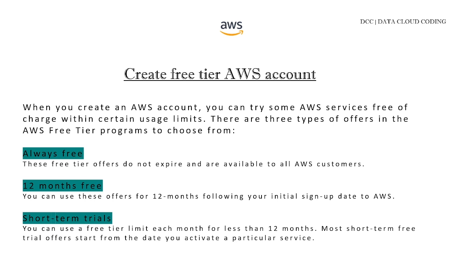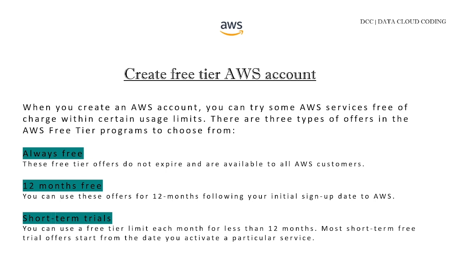Whenever we create an AWS account, we can try some of the AWS services free of charge within certain usage limits. And when I say some of the AWS services are provided in the free tier, trust me, these services are more than enough for you to learn AWS at a good level, at an industry requirement level. There are three types of offers in the AWS free tier program to choose from. We can choose from the always free offers, the 12 months free period, and we can also go for the short-term trials. So based on your need, you can choose from these three programs.